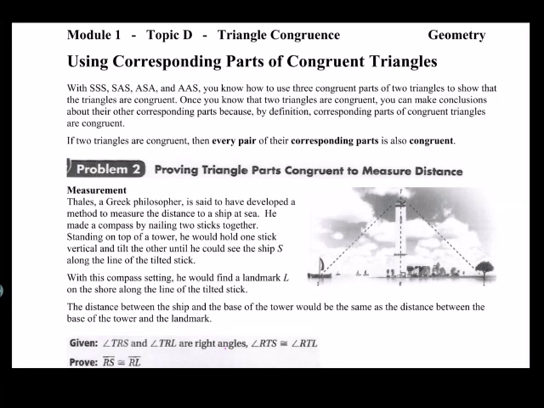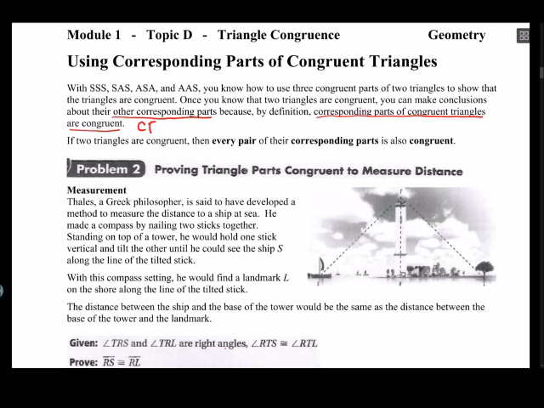Module 1, Topic D, Triangle Congruence. In this topic, we are going to be proving theorems about triangle congruence. And once we know that our triangles are congruent, we will be able to make conclusions about their other corresponding parts. Because by definition, corresponding parts of congruent triangles are congruent.